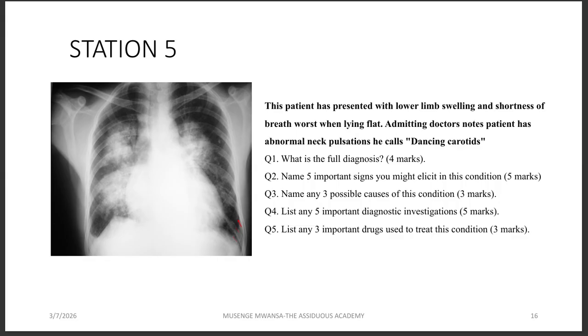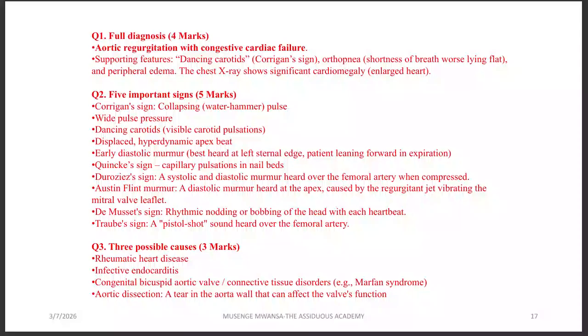Okay, De Musset's sign. What does De Musset's sign point you to? Okay, De Musset's sign, aortic regurgitation. Any other? Quincke sign. Okay, any other? The malar sign. Okay, any other? Let's hope you know the signs you're mentioning.